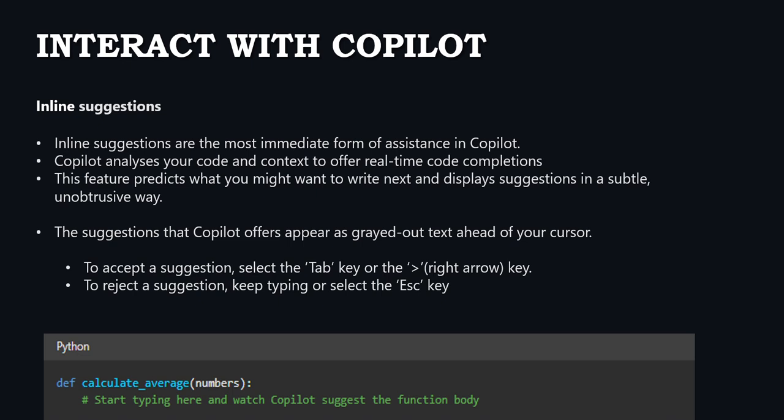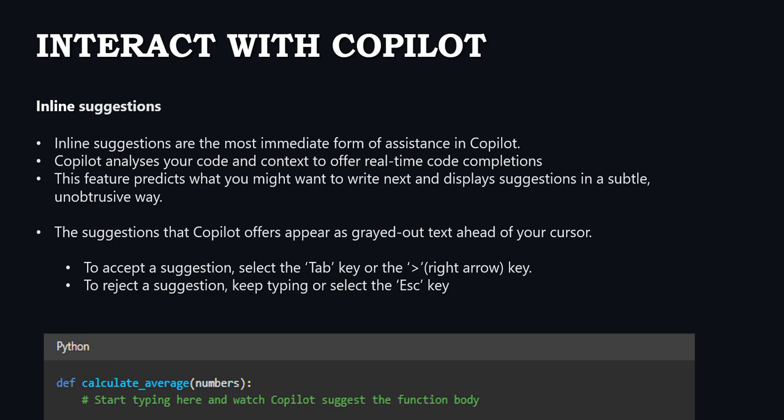Now, let us try to understand some of the ways we can interact with GitHub Copilot. So, one of the most immediate ways Copilot helps is through inline suggestions. As you write code, Copilot predicts and completes the next steps. So, how does it work? You start writing the code, Copilot analyzes the code and the related context, and then Copilot suggests code snippets as gray text ahead of your cursor. In order to accept the suggestion, you can either press Tab or the right arrow key. If you want to reject the suggestion, you can press Escape or continue typing.